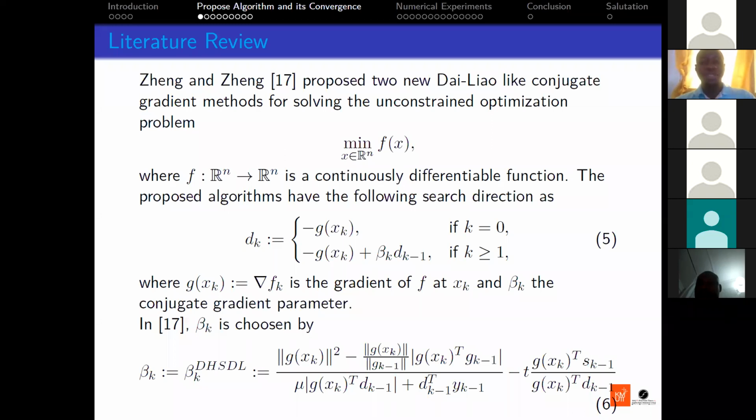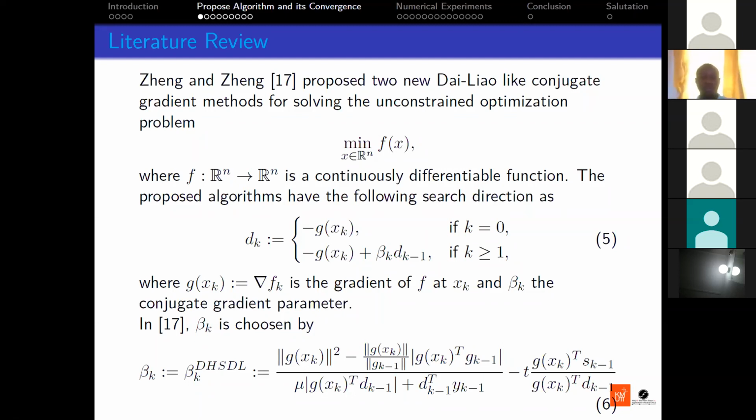So Zeng and Zeng propose the 2 new Dai-Liao. Dai-Liao is a famous conjugate gradient parameter beta k. So they propose a new Dai-Liao-like parameter, meaning it's like a modified version of the Dai-Liao conjugate gradient parameter. And by implication, they derive a new direction, which they use to solve an unconstrained optimization problem. The function f, small f, is from Rn to R. The earlier Rn to Rn is a mistake, a typo. It is supposed to be from Rn to R, and it is a continuously differentiable function.